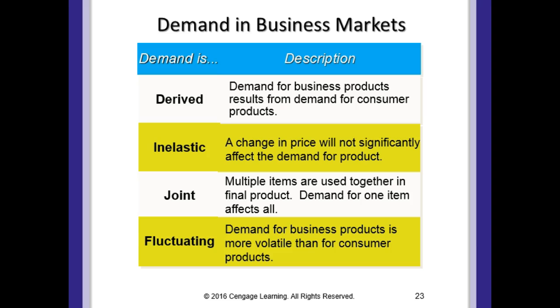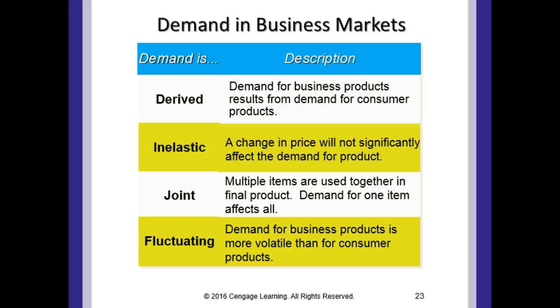Inelastic demand simply states that a change in price will not significantly affect the demand for the product. There are such things, some of the foods that we eat, for example. If the price of milk goes up significantly, people are still going to buy milk. Joint demand is where multiple items are used together in a final product. Demand for one item affects all of them. That's pretty self-explanatory.